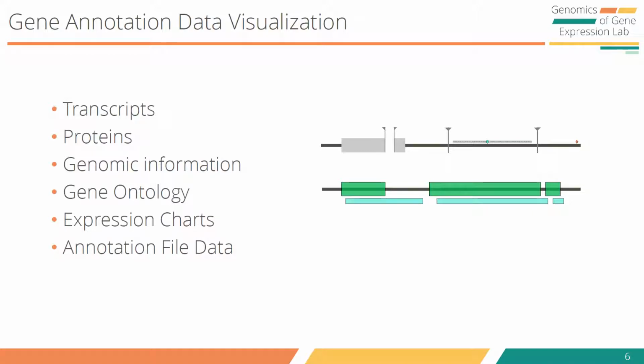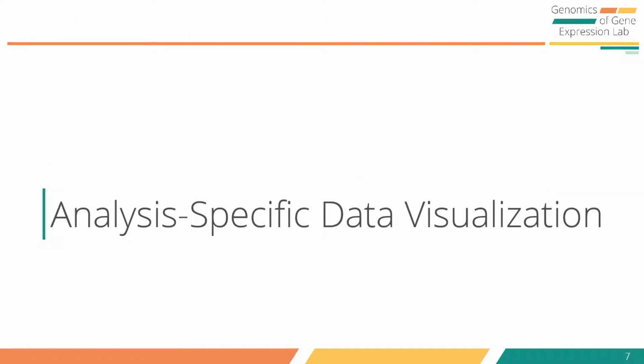In this case, we have multiple options. For instance, we can visualize transcript or protein structures aligned, as well as their functional information, to understand the differences among isoforms. Also, we have genomic information relative to the gene structure for each transcript. Gene ontology graphs. Graphic charts to see the expression of the gene, its transcripts and proteins. And if you are interested, you can access the real annotation file data for a specific gene.